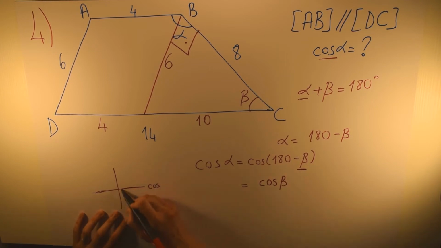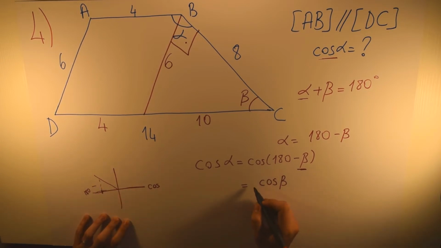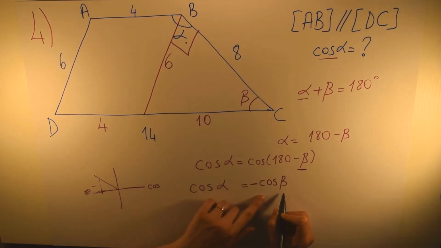So 180, it's here, right? So 180 minus beta, it will be somewhere here, okay? So here, as you can see, our cosine value is on the negative side, which means this will be equal to minus cosine beta. So as you can see, we actually found our answer. It's cosine alpha, which is equal to minus cosine beta.